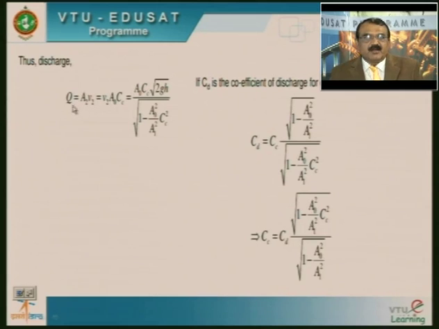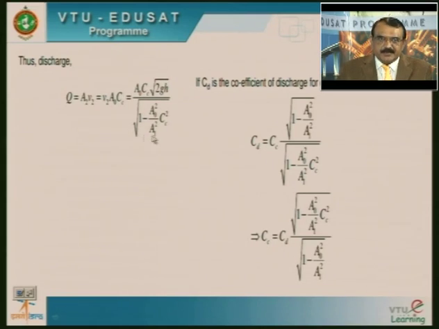Now then, how to calculate the discharge? Discharge is given by A2 V2. Why V2? Because just now we calculated the value of V2. You know the value of A2, you know the value of V2. So Q is equal to this V2 into, I am going to replace this A2 by A0 into Cc. Now put all the values you derived earlier and simplify this, you are going to get this equation.